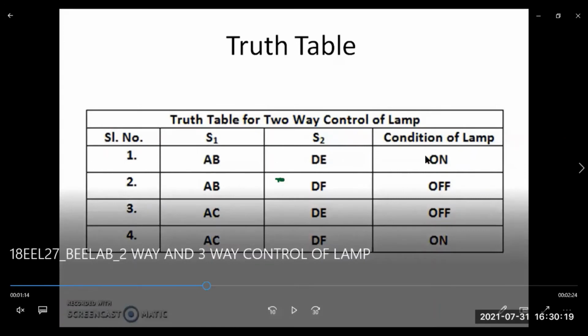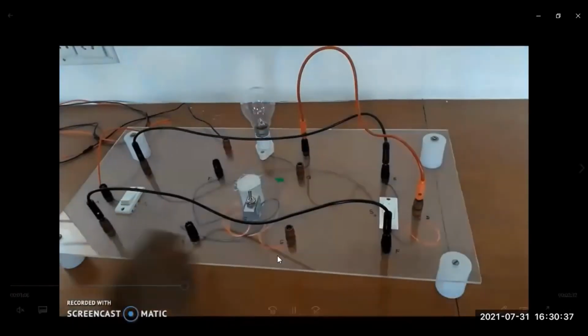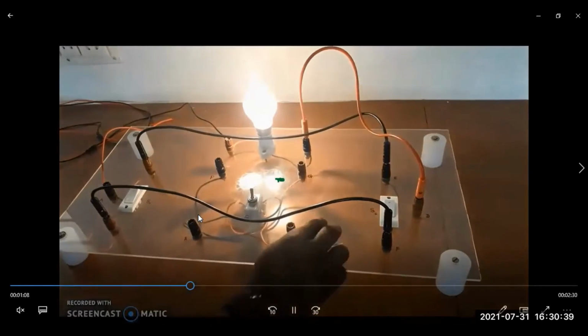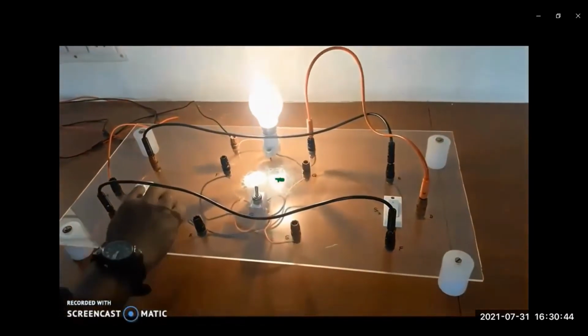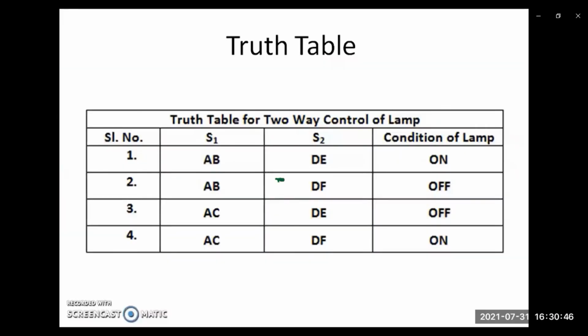AB and DE, the lamp is in on condition. Then AB and DF, bulb is in off condition. Then AC and DE, bulb is in off condition. Similarly, AC and DF, bulb is in on condition. So this is a truth table corresponding to two-way control of the lamp. Just for your verification, once again you can see. I'm going to change the lamp by using two switches, changing the position of the switch and noting down the condition of the lamp. So this arrangement is known as two-way control of lamp.